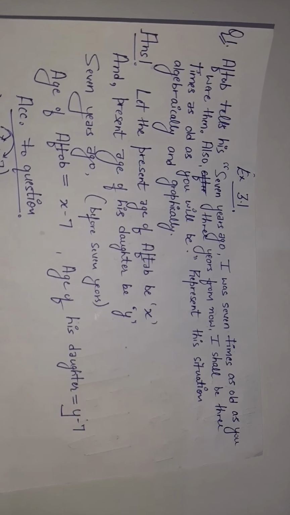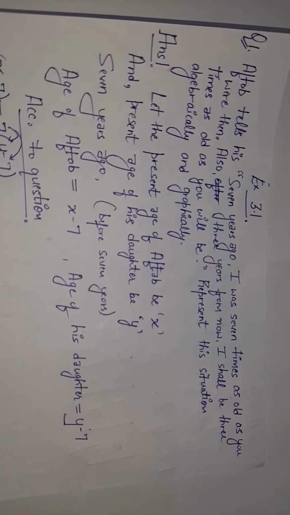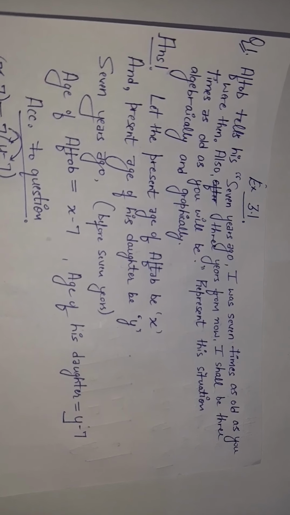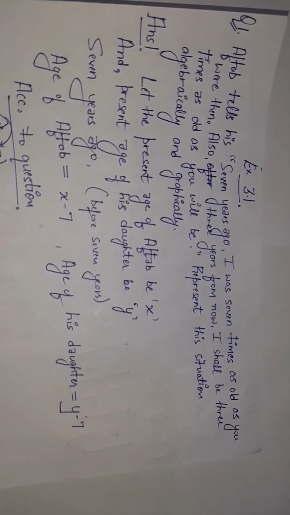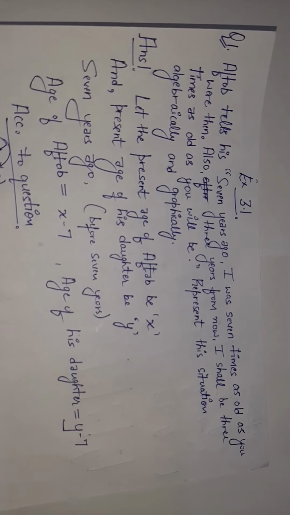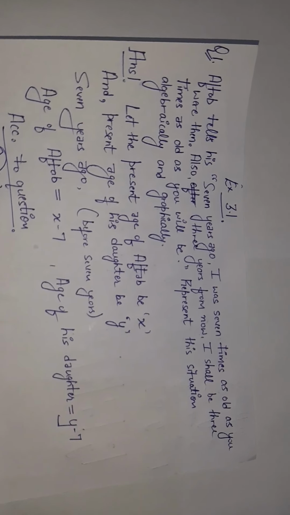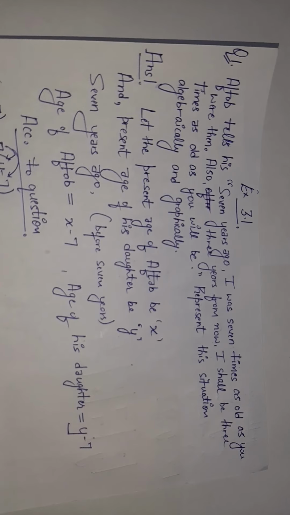Aftab tells his daughter, 7 years ago I was 7 times as old as you. Where then also 3 years from now I shall be 3 times as old as you. Represent this situation algebraically and graphically.